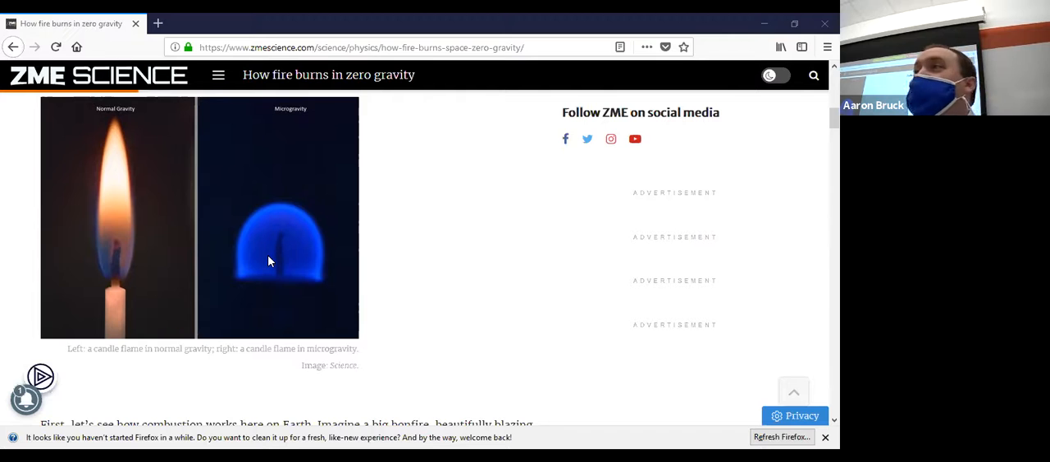In microgravity, because we don't have that downward force, we see a much more even burn. There's no gravity acting downwardly, so we see much more complete combustion, very, very close to the wick of the candle. That's the main difference.